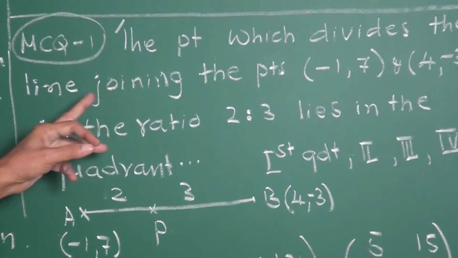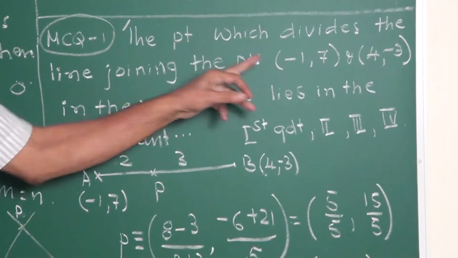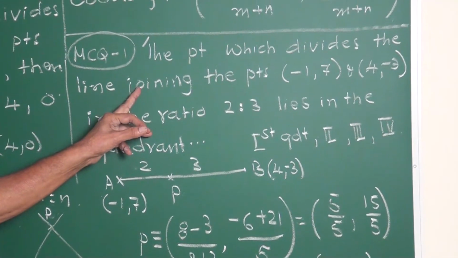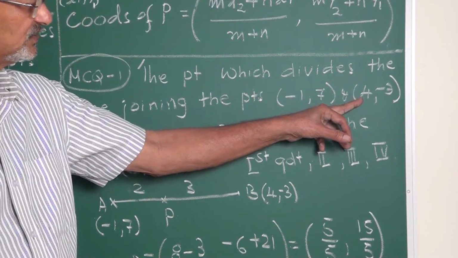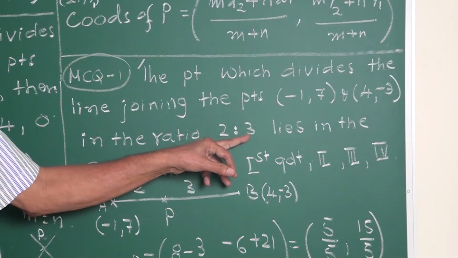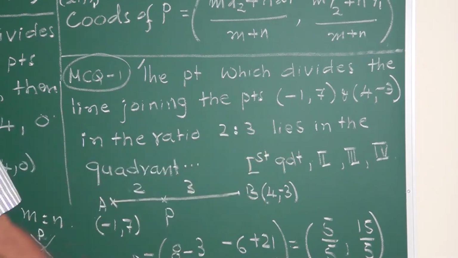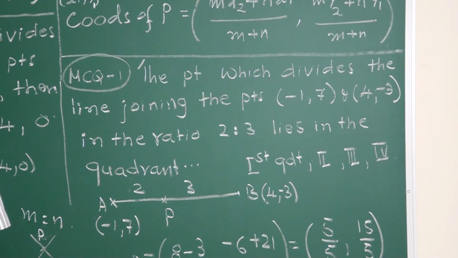The point which divides the line joining the points (-1, 7) and (4, -3) in the ratio 2:3 lies in the quadrant. They have not asked for the coordinates of the point. They only ask in which quadrant that point lies. Through that, the examiner wants to test your knowledge of the sign convention of points in the different quadrants. That also you must know.